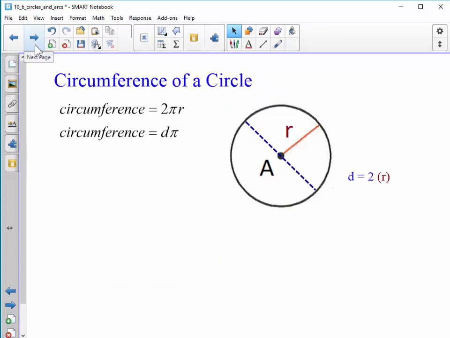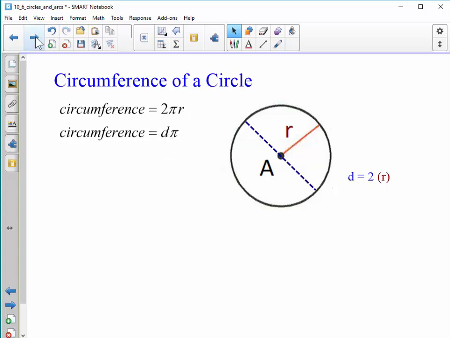Okay, circumference of a circle. We're sort of done talking about degrees. Before we were talking about measures of central angles, degrees. Now we're talking about length. So circumference is like perimeter. So how long is it to go around the circle? And so the formula is going to be 2 pi r, or if you think about it, double the radius is the diameter. So it could be diameter times pi.